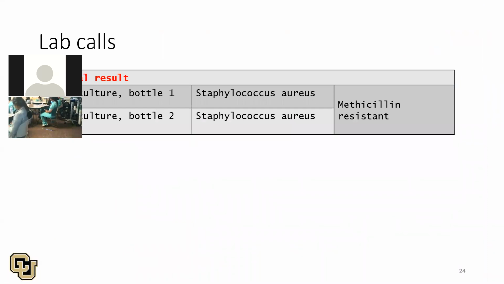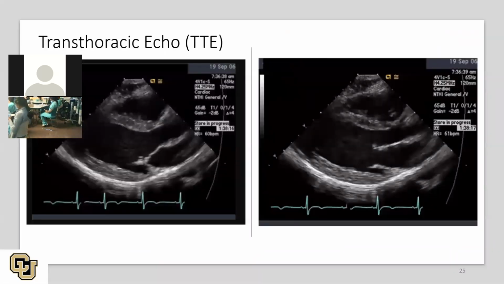So in the meantime, the culture's sensitivities result, and this is a methicillin-resistant Staph aureus, so MRSA, and you guys have already appropriately placed the patient on vanc ahead of time, so good work with that. And so we'll continue vanc therapy. ID agrees. And here we go.